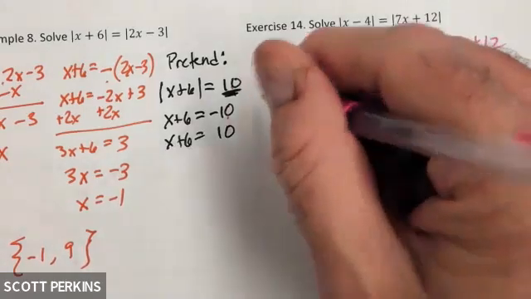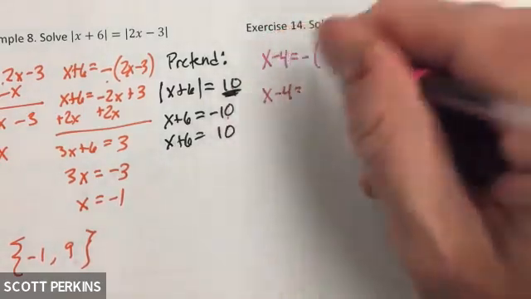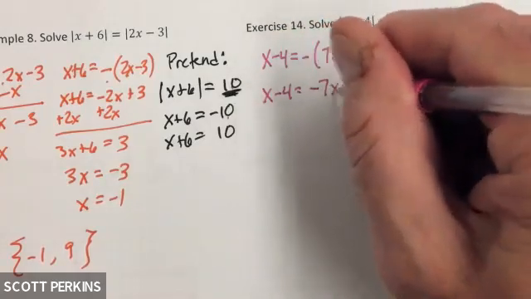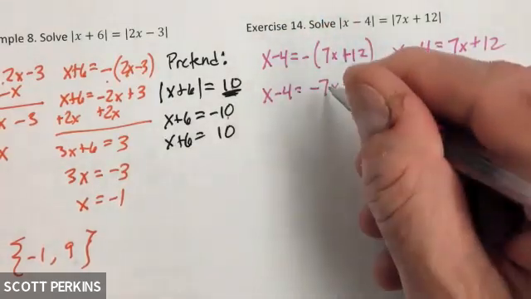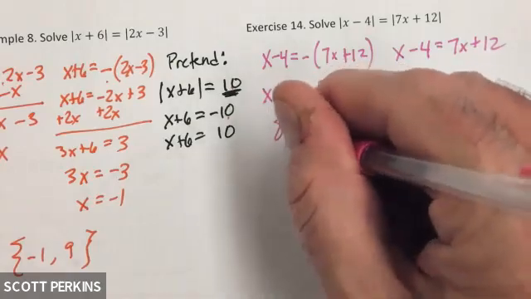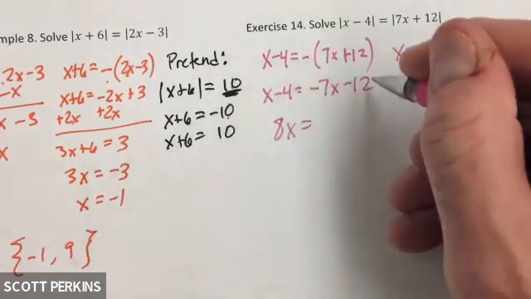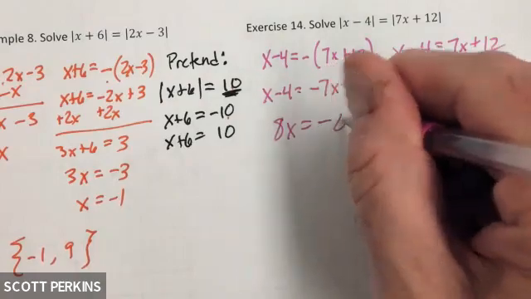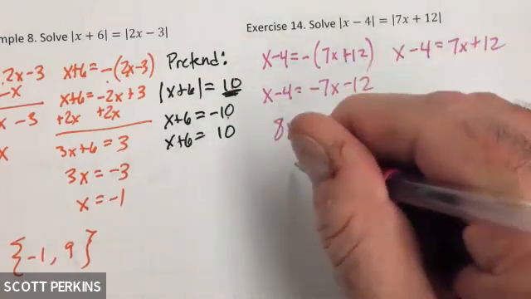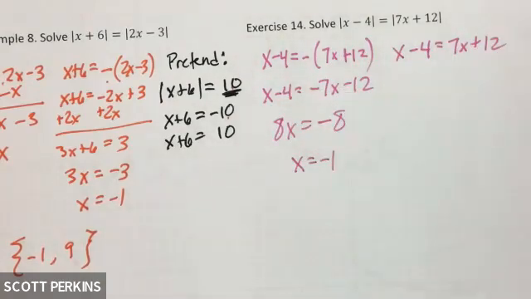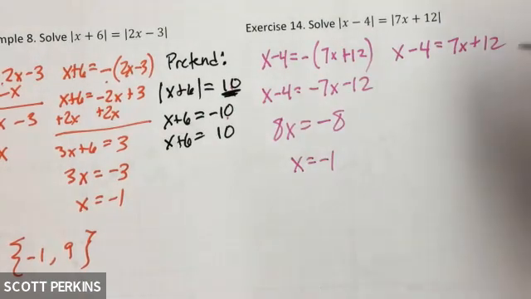Okay, so now we'll finish this up. I'm going to distribute just like was already done for me. So I have negative 7x minus 12. I'm going to add the 7x over and get 8x. I'm going to add the 4 over and get negative 8. So when I divide by 8, I get x is negative 1. Lots of negative 1s on this sheet. I need to be more creative.